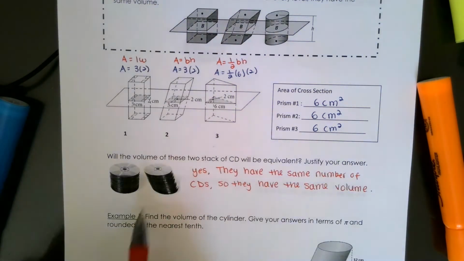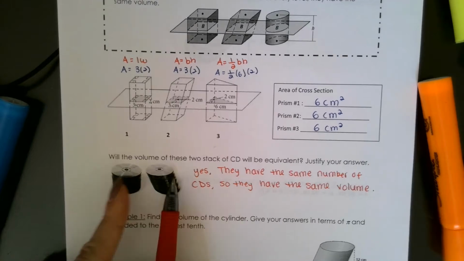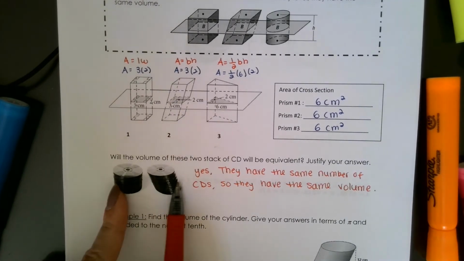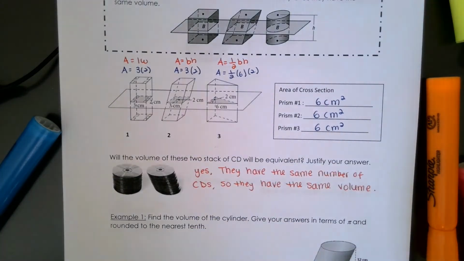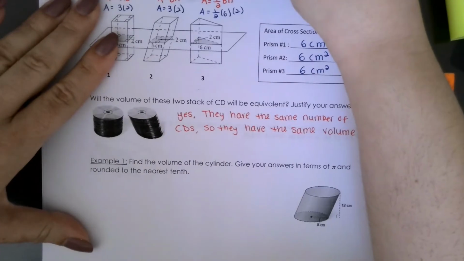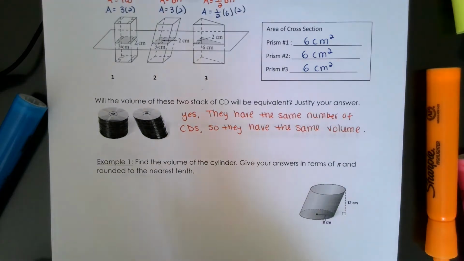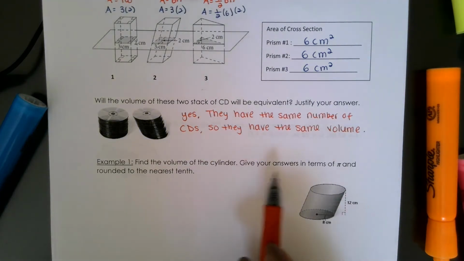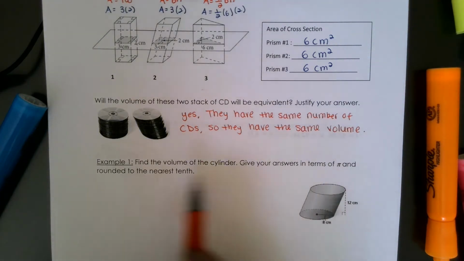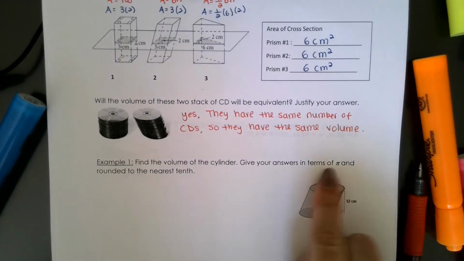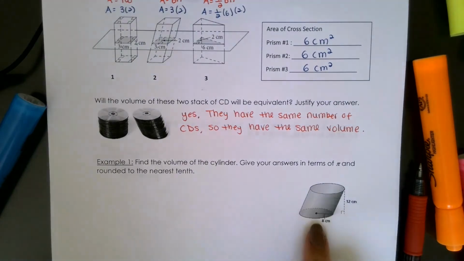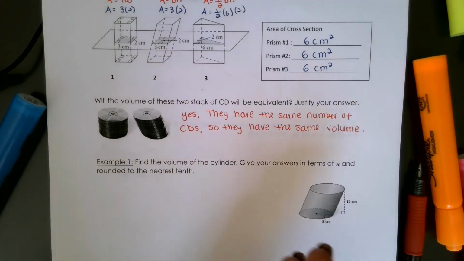So if you have a prism like this and one is oblique, slanted, they'll still have the same volume. It's still the same height. It's just shifted. Okay, that's basically it. Let's do example 1. Find the volume of the cylinder. Give your answer in terms of pi and rounded to the nearest tenth. So keep that in mind: in terms of pi and rounded to the nearest tenth. This is my cylinder. It's oblique because it's tilted.